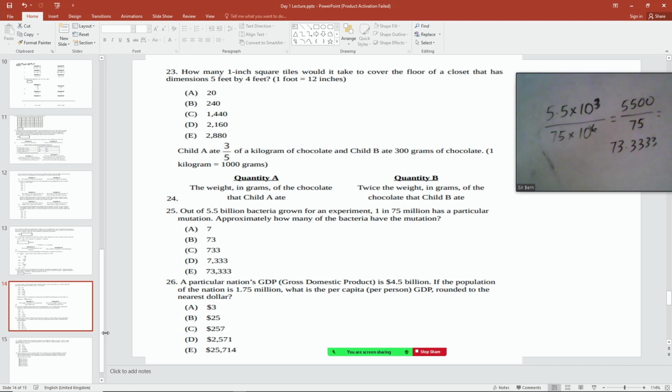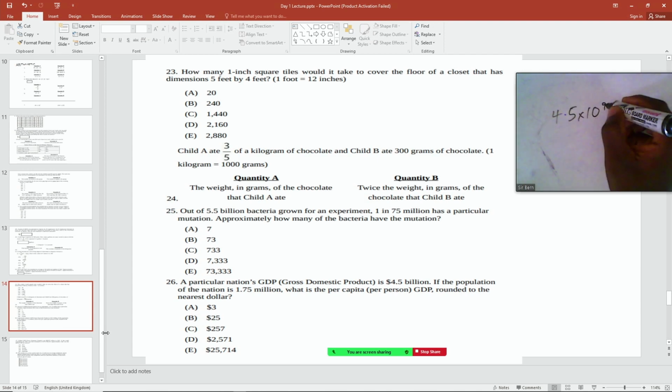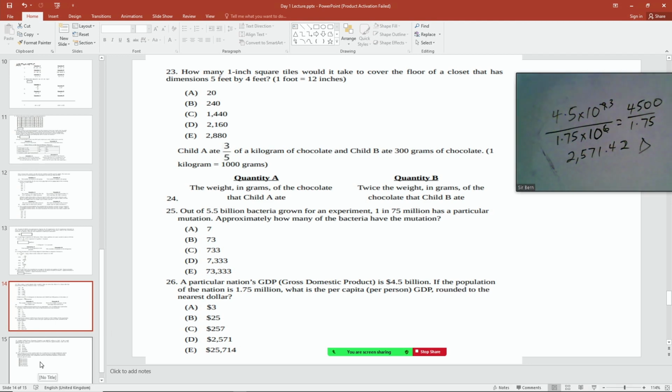Then question 26 is also saying that a particular nation's GDP is 4.5 billion. If the population of the nation is 1.75 million, what is the per capita GDP? So that one is the same division, 4.5 times 10 to the power 9 divided by 1.75 times 10 to the power 6. Same, this will give us 3. So we are basically looking for 4,500 divided by 1.75. Doing that, we get about 2,571.42. So our answer is D, rounded to the nearest dollar, 2571.